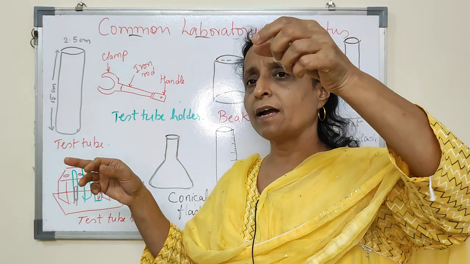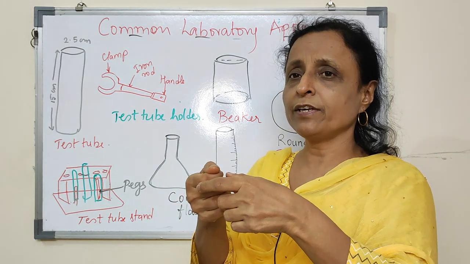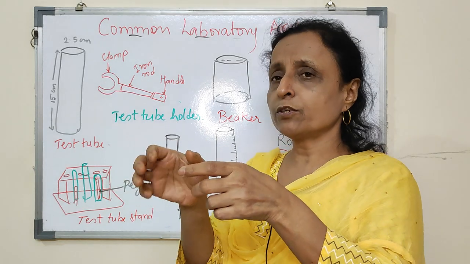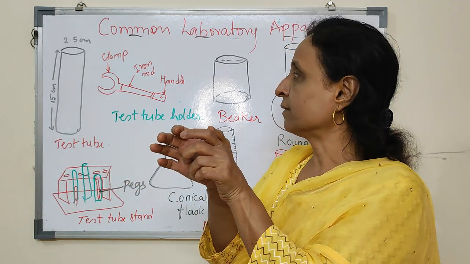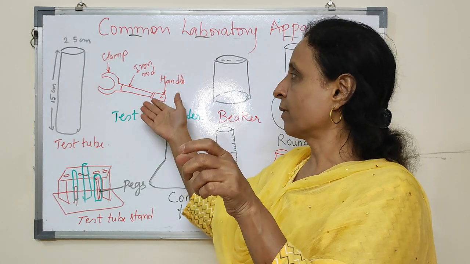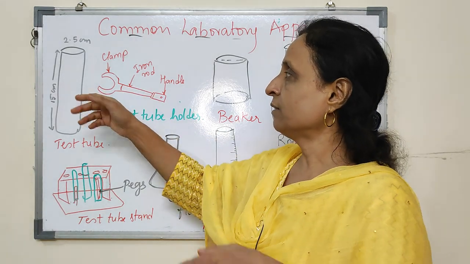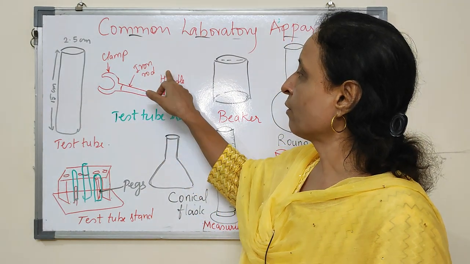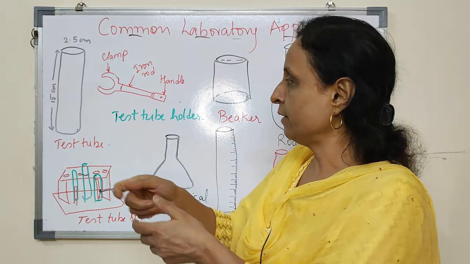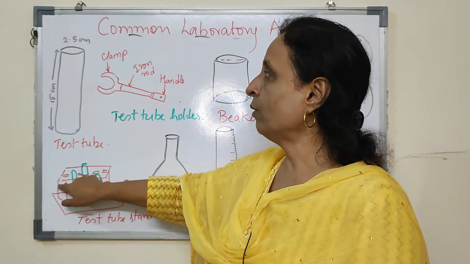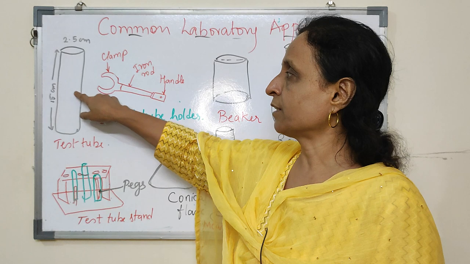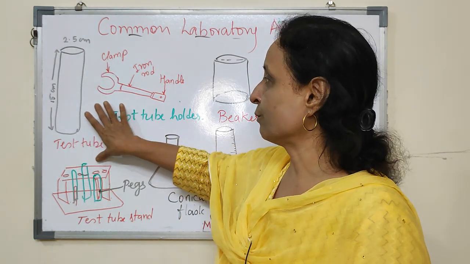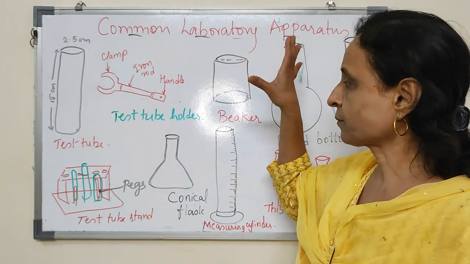Then don't hold it in your hand, you hold the test tube. If you have to heat it, you do it with a test tube holder. The test tube holder is for clamping it, and it's like a pakkad used in the kitchen. It holds the test tube and clamps it. There's an iron rod and there's a handle, and you can heat the test tube from below. Whatever chemical changes take place, you can carry out your experiment further. So this is the test tube holder.